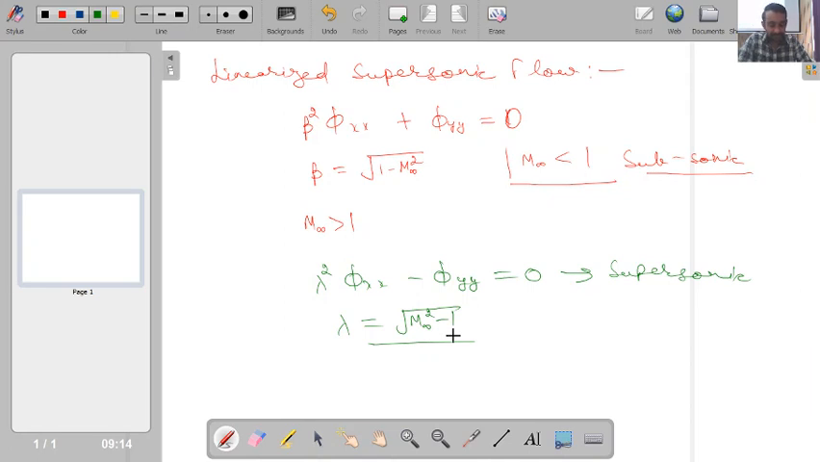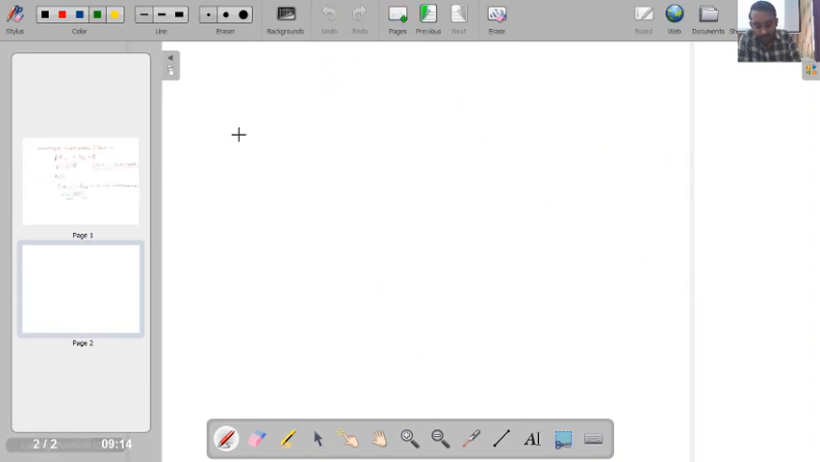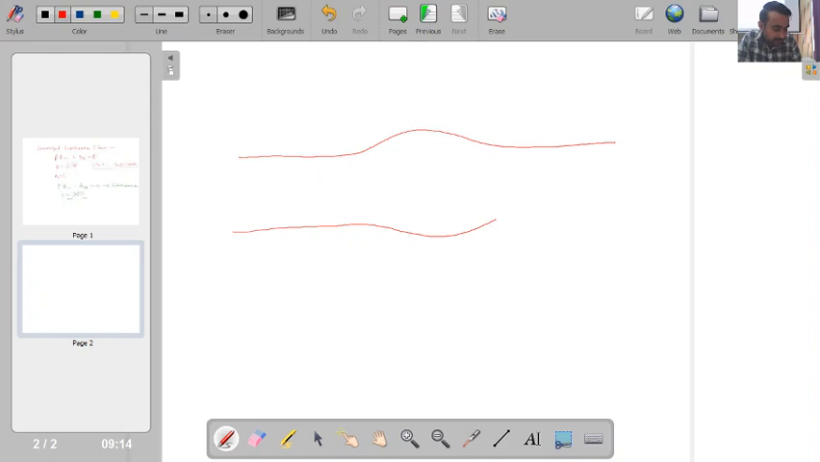Now we have this equation. We can take any thin slender object, and over that thin slender object we can try to solve this particular equation. That will be my linearized solution for a supersonic flow. So let's consider that we have some bump over here in the flow. This is a symmetric shape, something like this. So this is a bump over here.